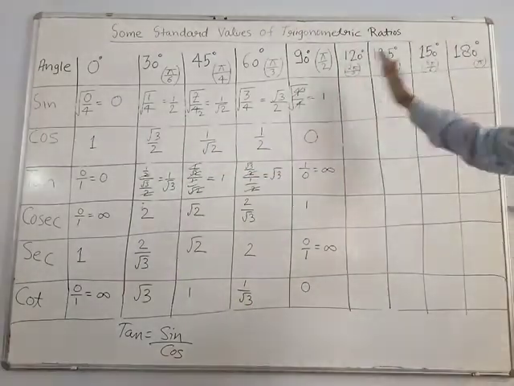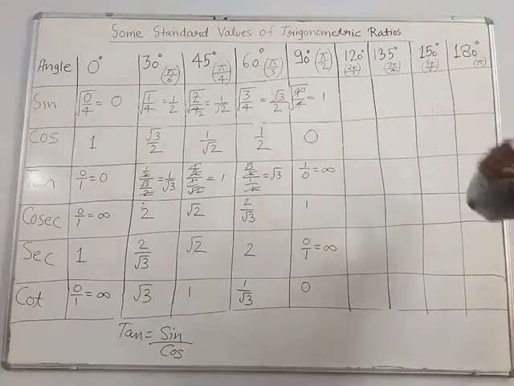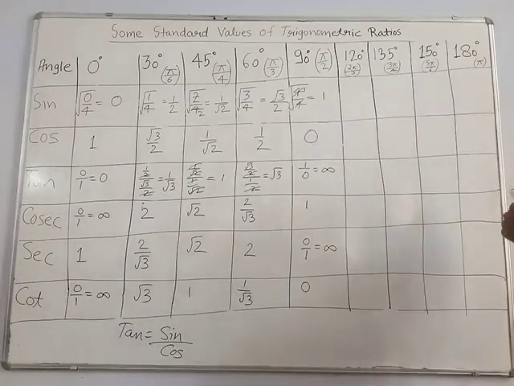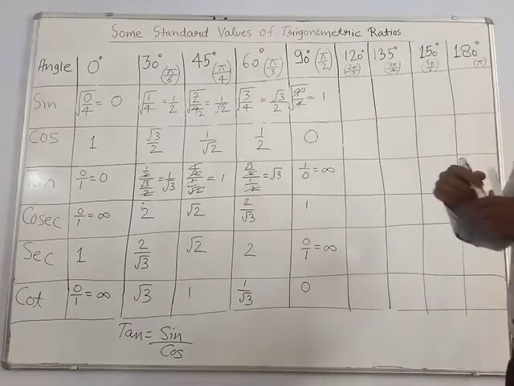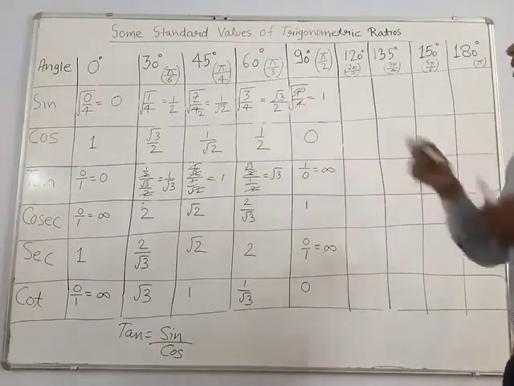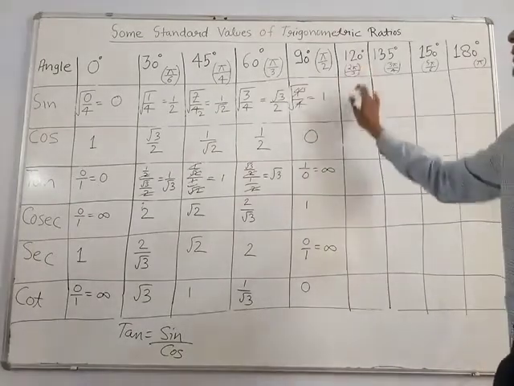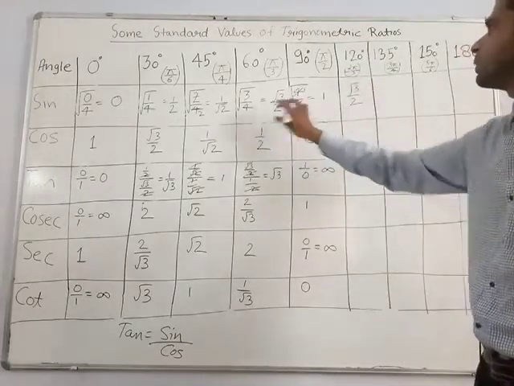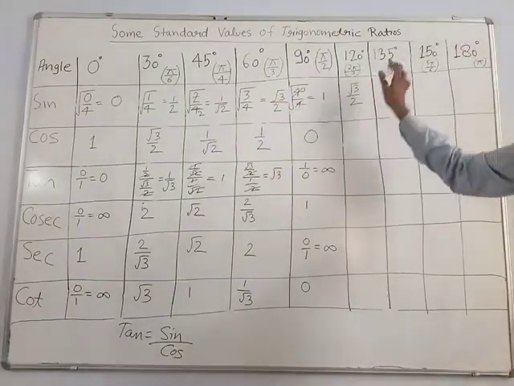Then these values for 120, 135, 150 and 180, right? So see, this 120 is the value of sin 120, that is root 3 upon 2. This value comes on that side.